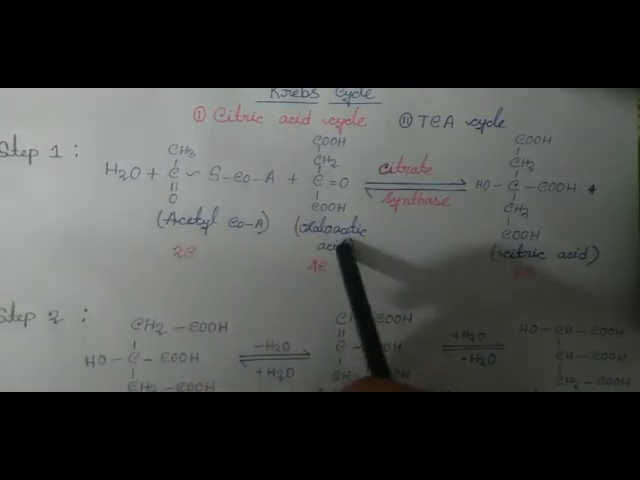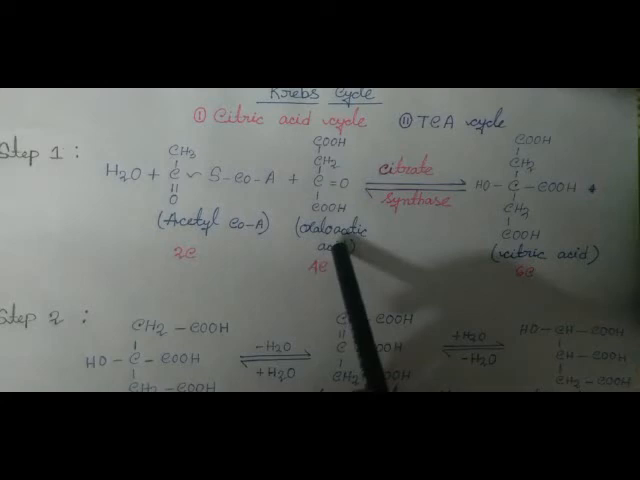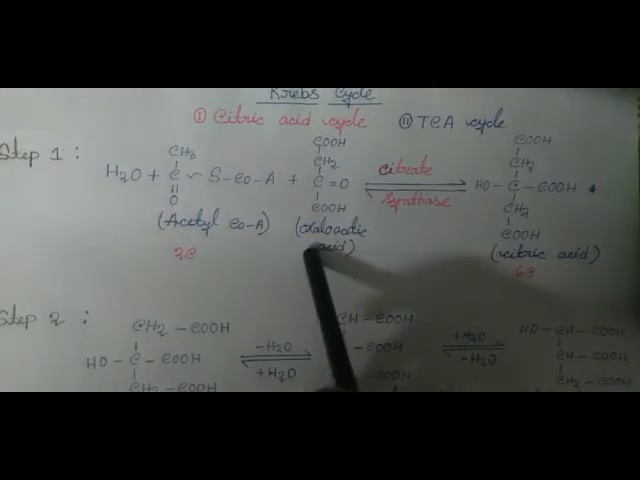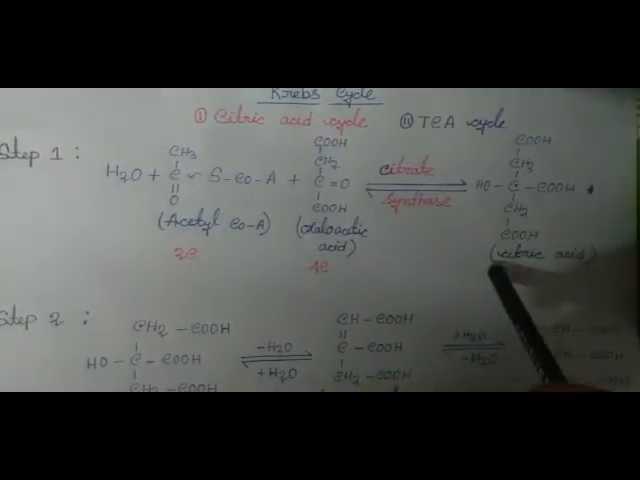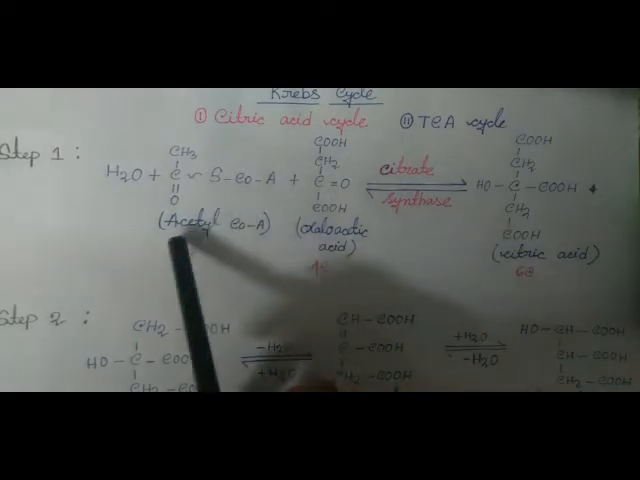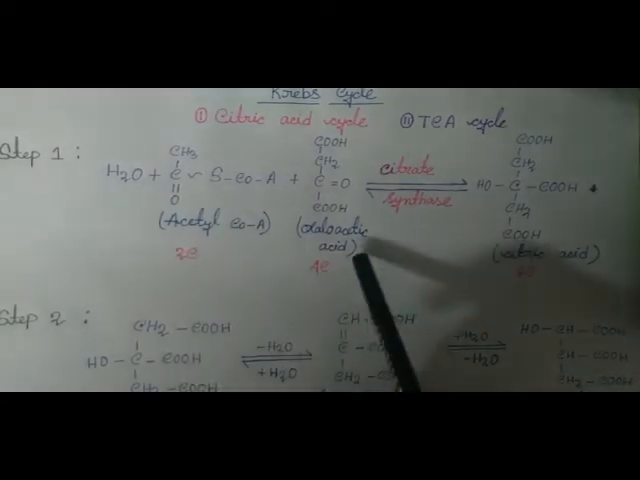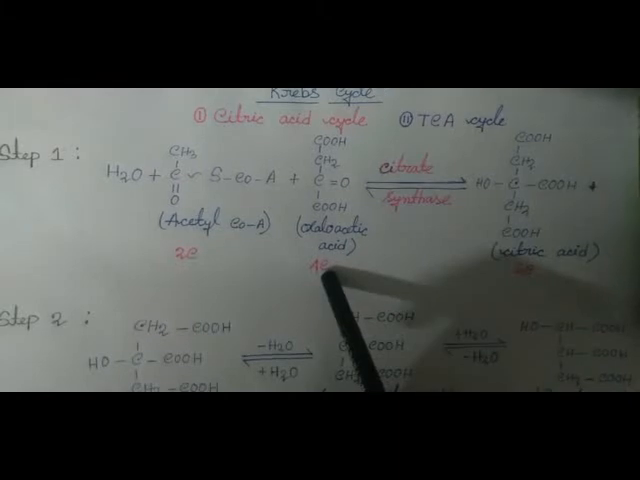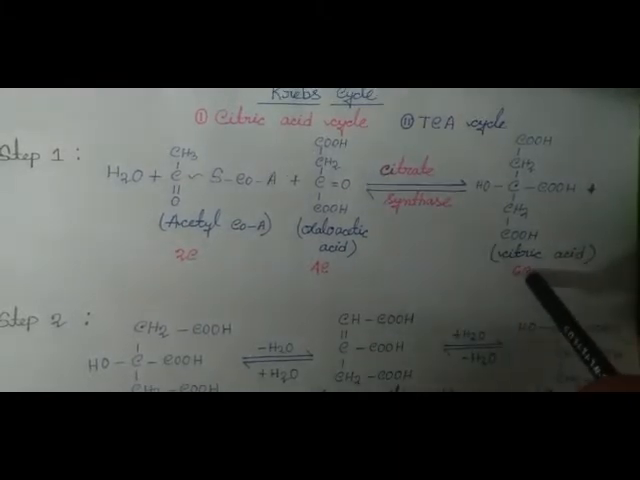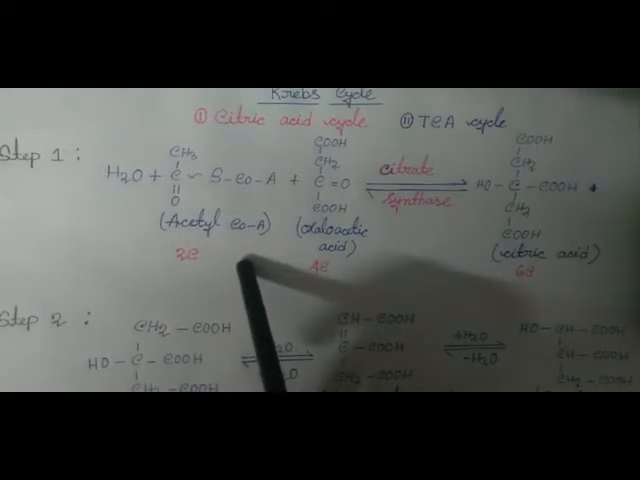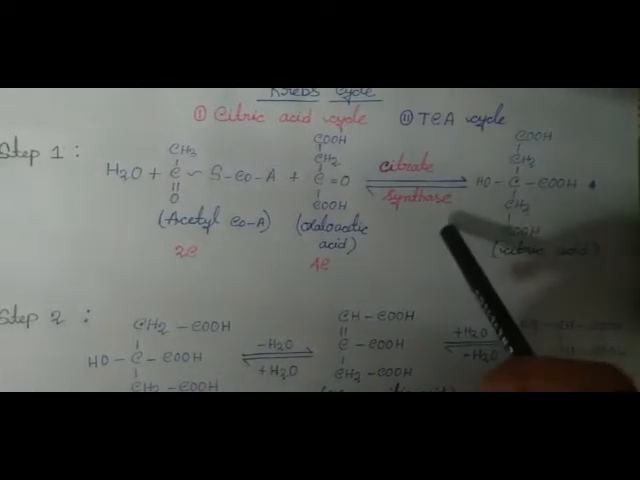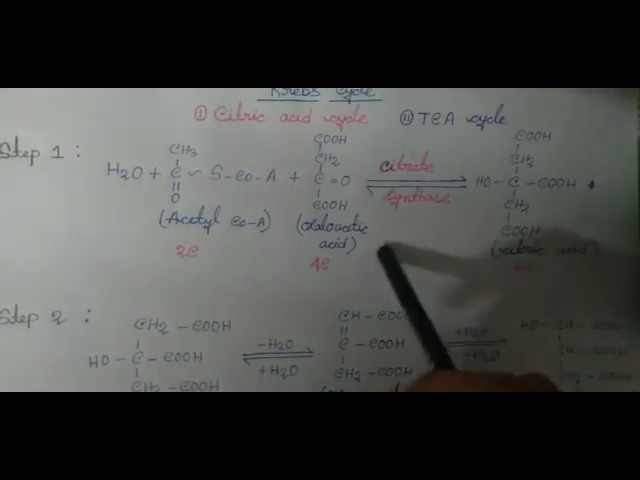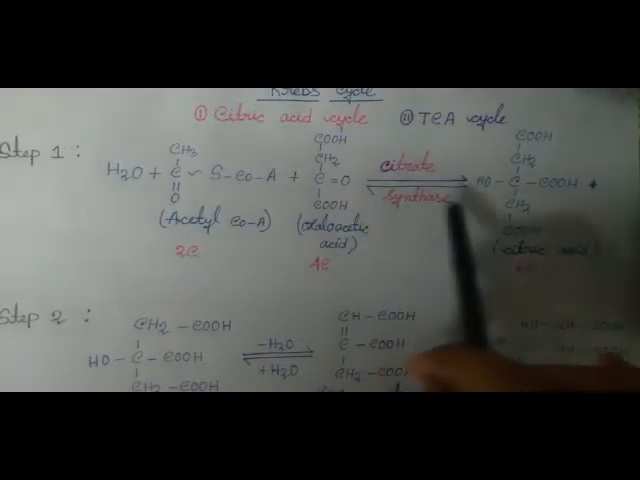In step 1, acetyl coenzyme A and oxaloacetic acid combine to form citric acid. Acetyl coenzyme A is a 2 carbon compound, oxaloacetic acid is a 4 carbon compound, and citric acid is a 6 carbon compound. Acetyl coenzyme A combines with oxaloacetic acid to form citric acid using the enzyme citrate synthase. Okay, this is the simple stage. Next, step 2.